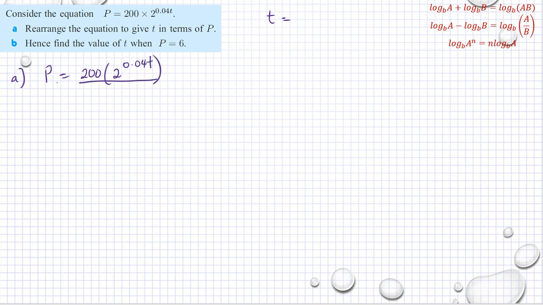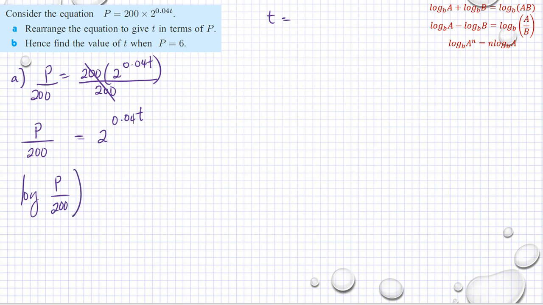If I divide both sides of the equation by 200, that is 1, then I have p divided by 200 is equal to 2 raised to 0.04 t. And then if I'm going to find the logarithm of both sides of the equation, then we have logarithm of p divided by 200 is equal to 0.04 t multiplied by logarithm of 2.